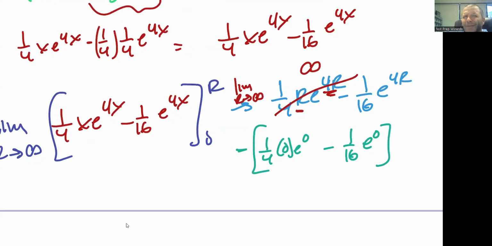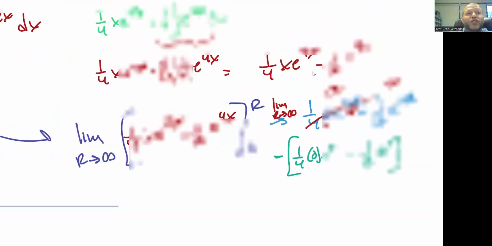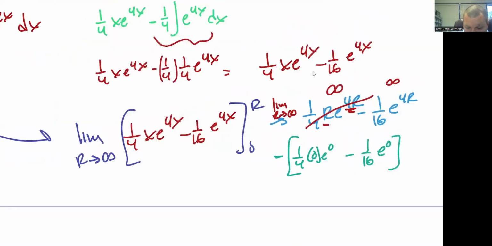Just be careful. Don't say, well, this thing is going off towards infinity, this thing is also going off towards infinity, so I guess infinity minus infinity is 0. That is just so not how infinities work. Basically, don't treat infinity like a number. So because we got to infinity, our integral will diverge.